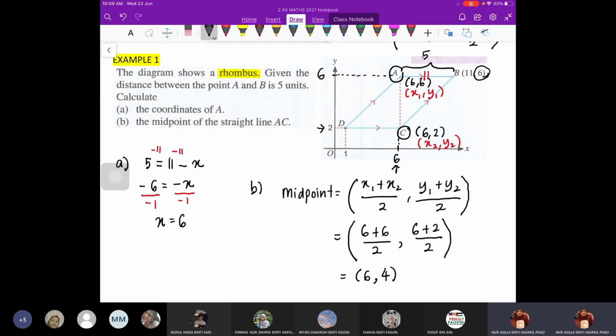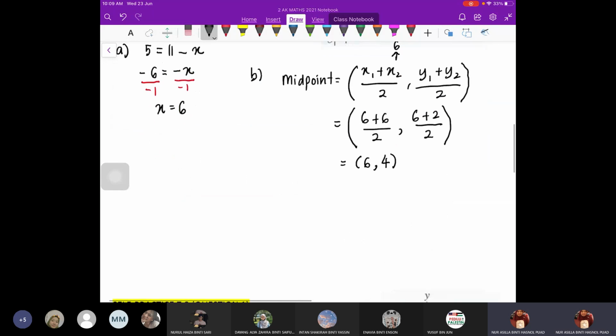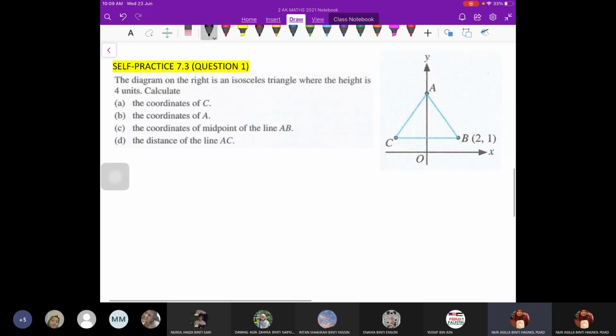Okay, so you have to show lah the usage of formula of midpoint. Okay, so example given to you in the textbook, very easy. So teacher akan tambah sikit. 2 more questions. Self-practice 7.3 question number 1. Dan kita akan tengok question number 4 as well. Okay, kita pergi question number 1 first.